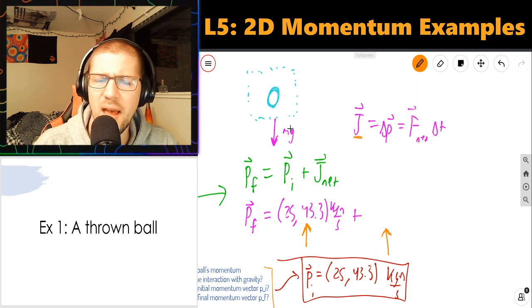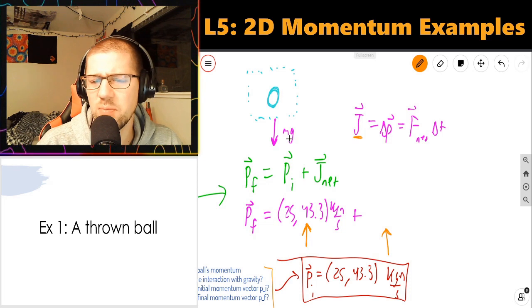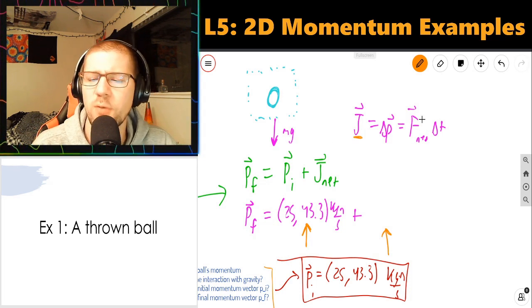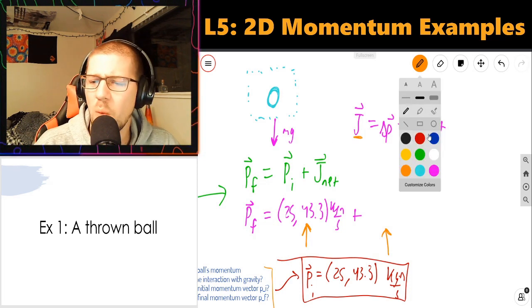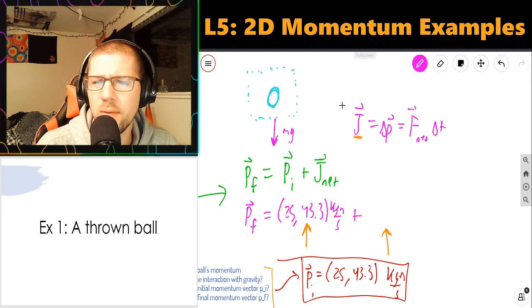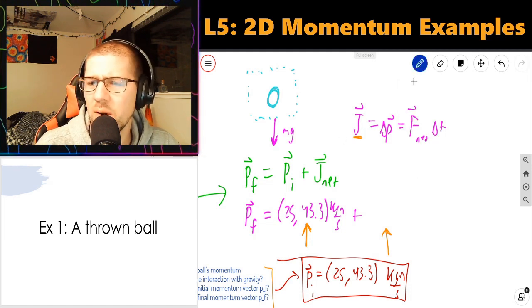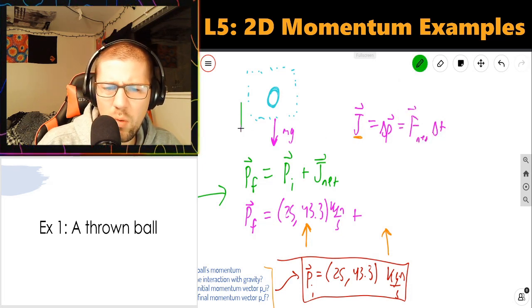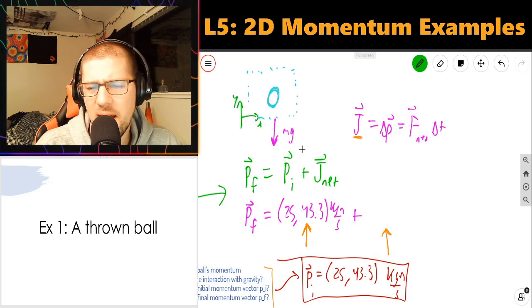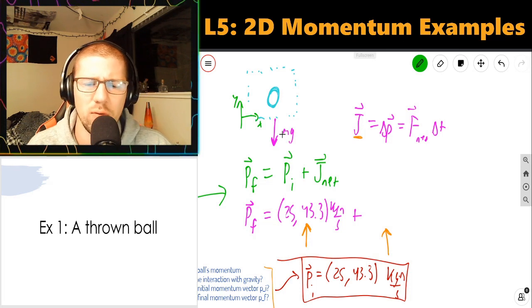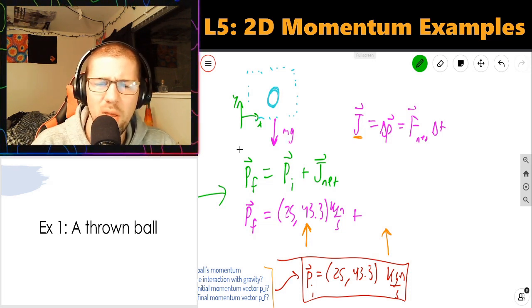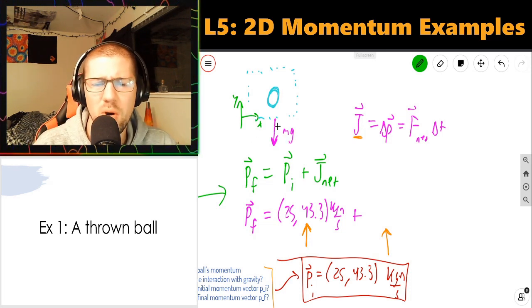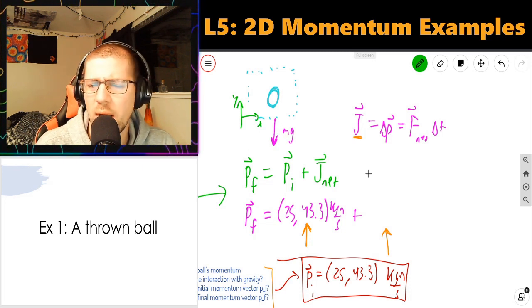So the direction of J. How is my momentum changing? In what direction is the force acting, is another way to say that. Well, I see here that my force is acting down. So I can draw in my coordinate axes, if you like. Here's X, here's Y. It looks like mg, this force due to gravity, is pointing down in the Y direction, and it doesn't have any component in the X direction. It's not pointing left or right at all.